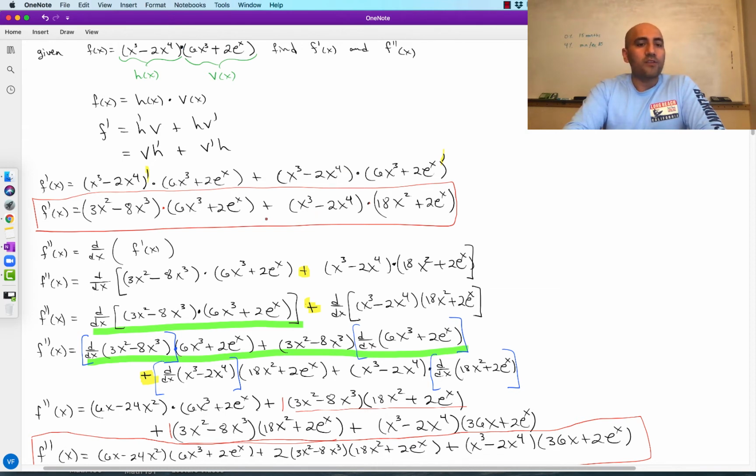And then once we want to find a second derivative, we find the derivative of the first derivative, to give us our second derivative. And then it's this crazy long thing. And we just end up applying the product rule twice. And this is our final answer here. Okay, product rule. All right, another example.